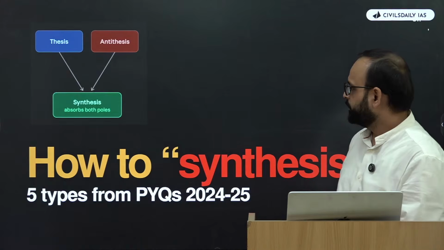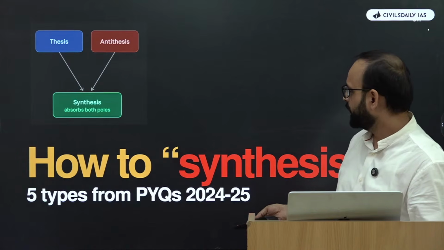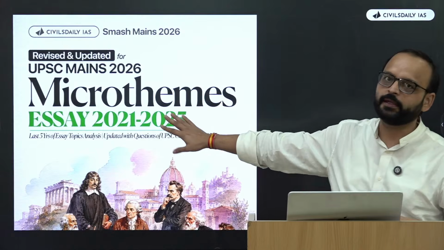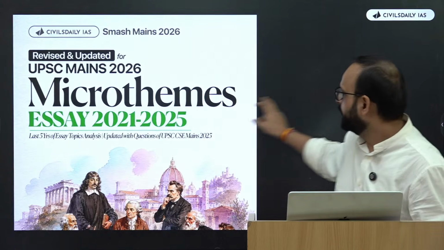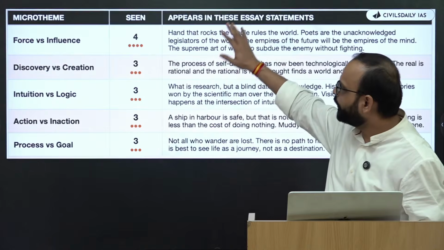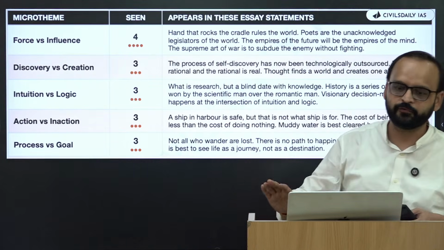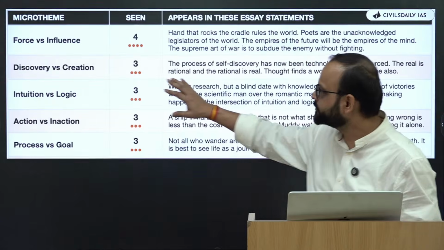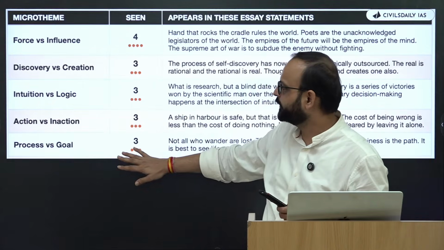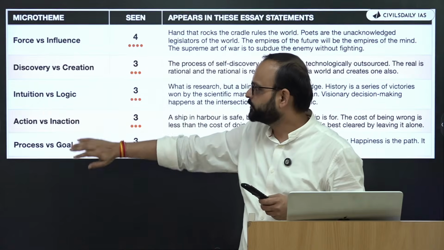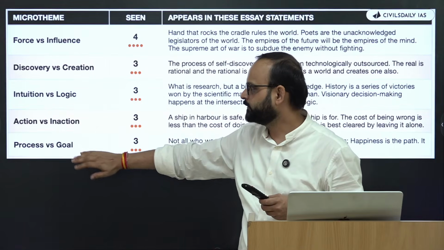One thing which I hope all of you have done is that you have access to this micro theme. The reason why this is important is because we've divided all the essay questions which have come from 2021 to 2025 till date into tensions, and I'm giving you just the top 5 tensions: force versus influence, discovery versus creation, intuition versus logic, action versus inaction, process versus goal.